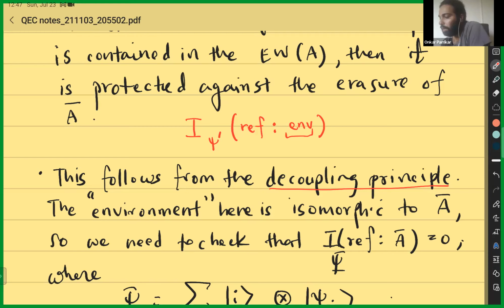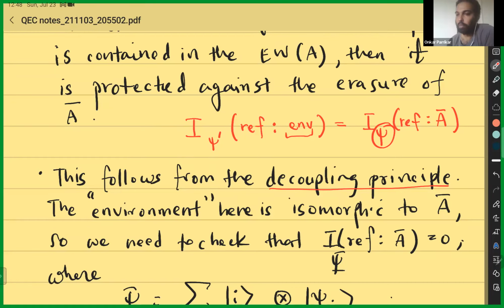So instead of computing this, I might as well compute the mutual information between reference and A bar in the original maximally entangled state on the code subspace. Now there's no prime here. So psi is just the maximally entangled state on the code subspace. There's some reference, and that's maximally entangled with the code subspace. Is the statement clear?